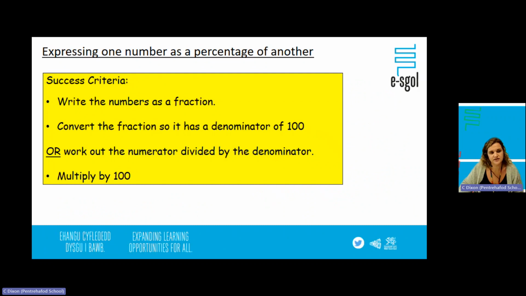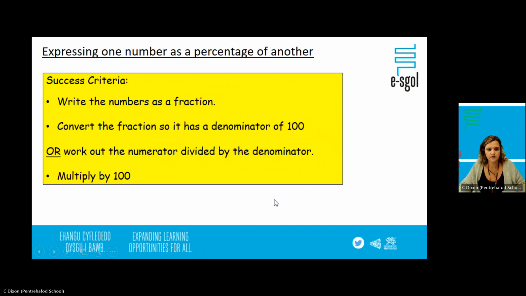So again, the success criteria. There are methods there for you. If you'd like to pause and write those methods down, or get a photo of them, then please do. So the first step is to write the numbers as a fraction. Then we convert the fraction so it has a denominator of 100, if it works out nicely. Or work out the numerator divided by the denominator, and then multiply by 100. There are different methods depending on the numbers we have, and I'll show you those ways now as we go through this.